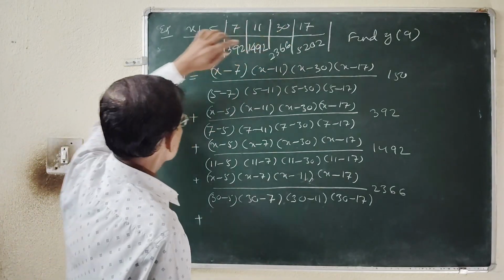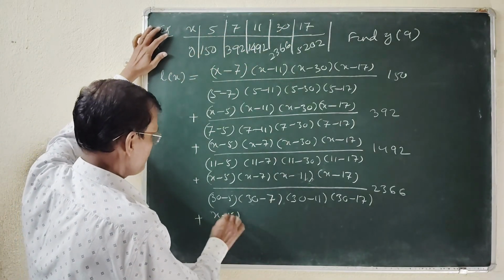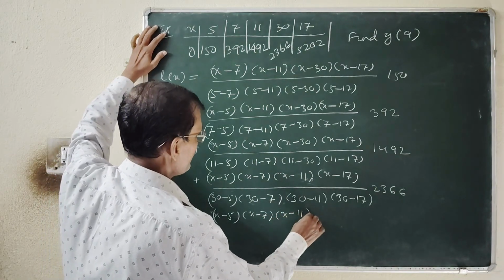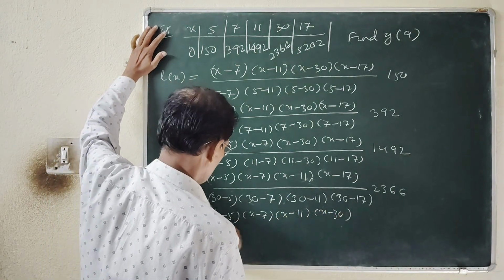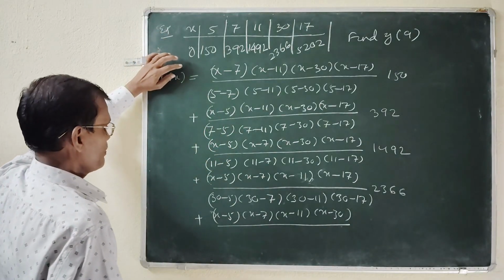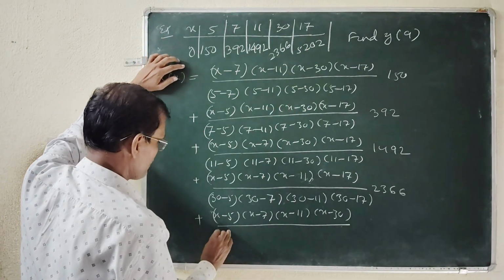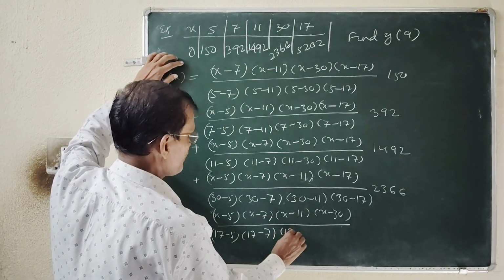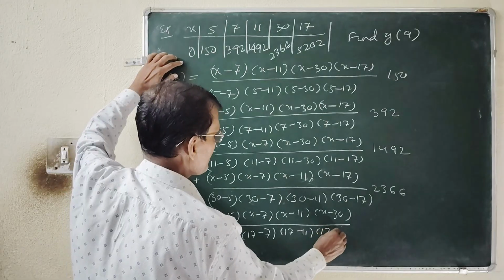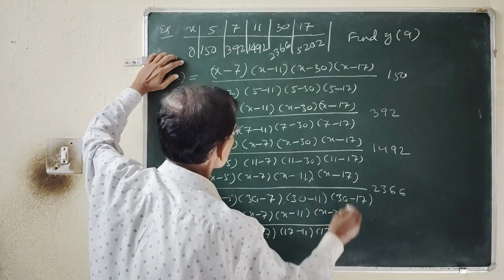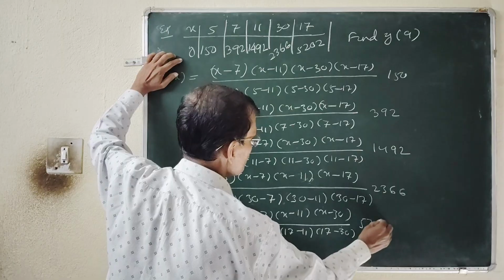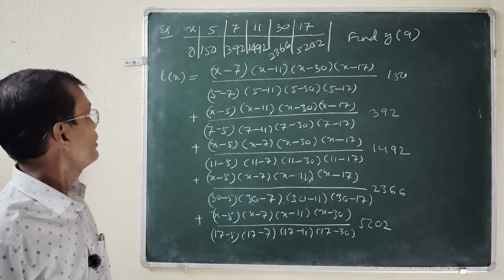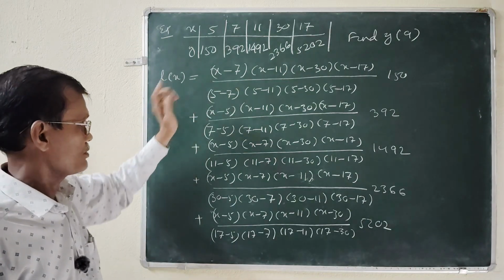In the last term we will neglect 17, that is x minus 5 into x minus 7 into x minus 11 into x minus 13 divided by, we have neglected 17, so you write 17 minus 5 into 17 minus 7 into 17 minus 11 into 17 minus 13 into the corresponding data, 5202. Okay, so this is the formula of L of x, right?